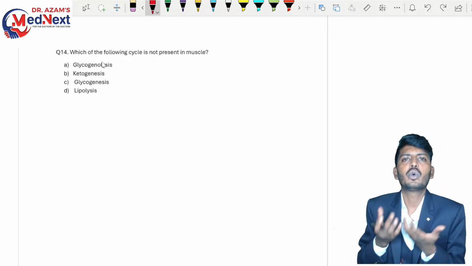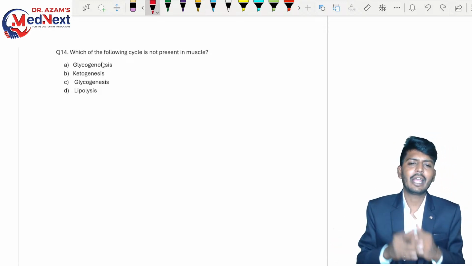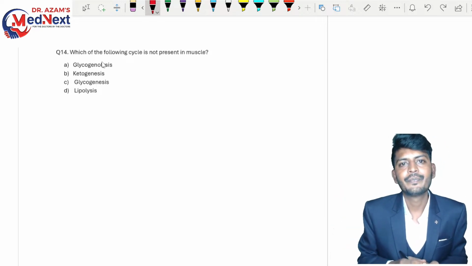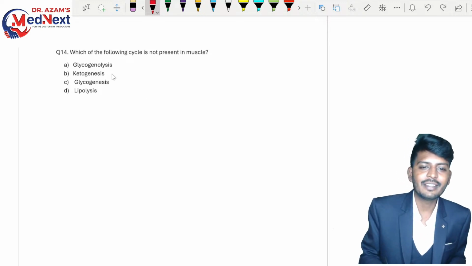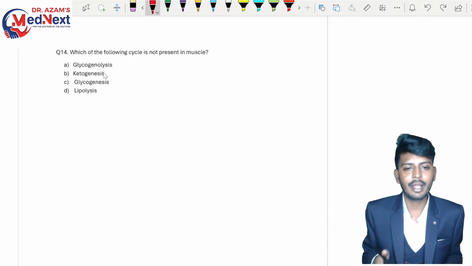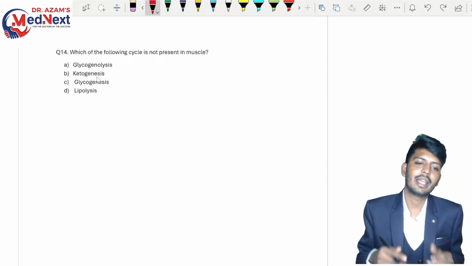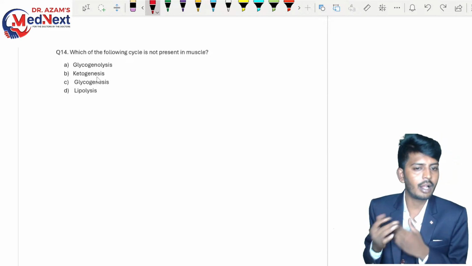Glycogenolysis. Glycogen is stored in the liver and muscle, so glycogenolysis will automatically occur in the muscle. Okay, glycogen is stored inside the muscle, so it will occur. Ketogenesis means acetyl CoA formation, which happens everywhere. Glycogenesis, yes, glycogen synthesis will also occur in the muscle.